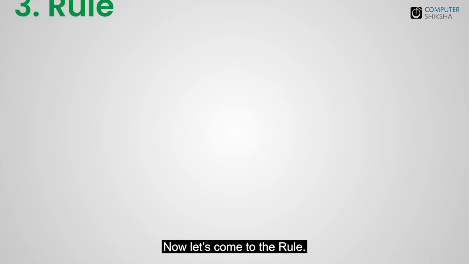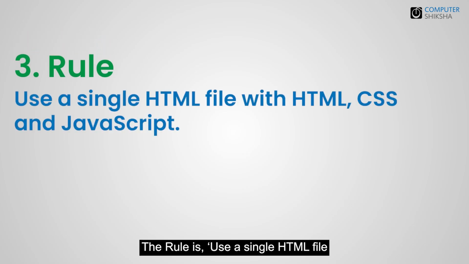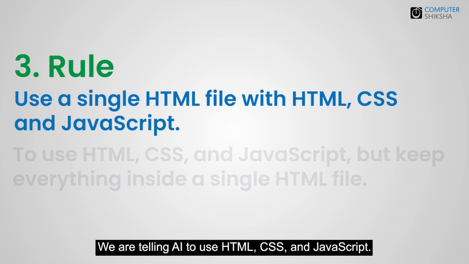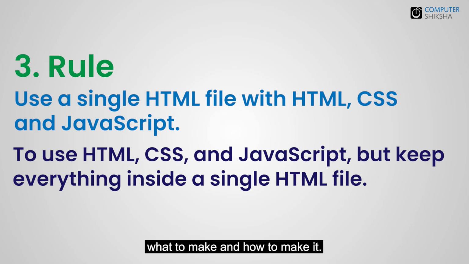Now let's come to the rule. The rule is use a single HTML file for all HTML, CSS, and JavaScript. This tells the AI how to do the work. We are telling AI to use HTML, CSS, and JavaScript, but keep everything inside a single HTML file. So students, we are clearly telling the AI what to make and how to make it.